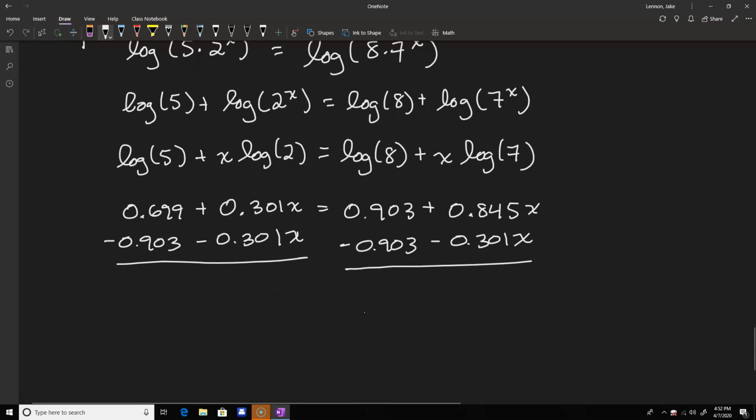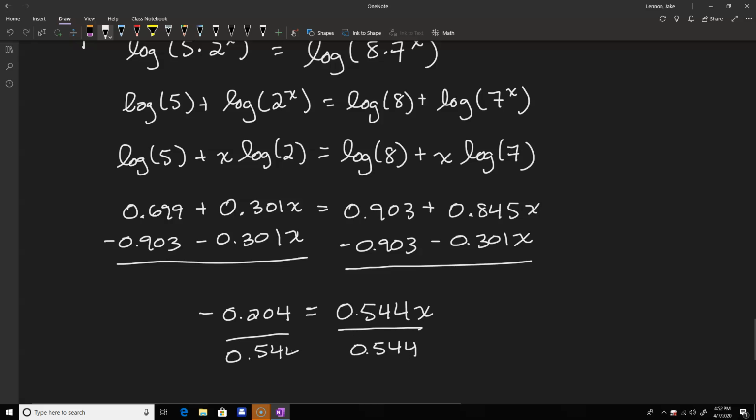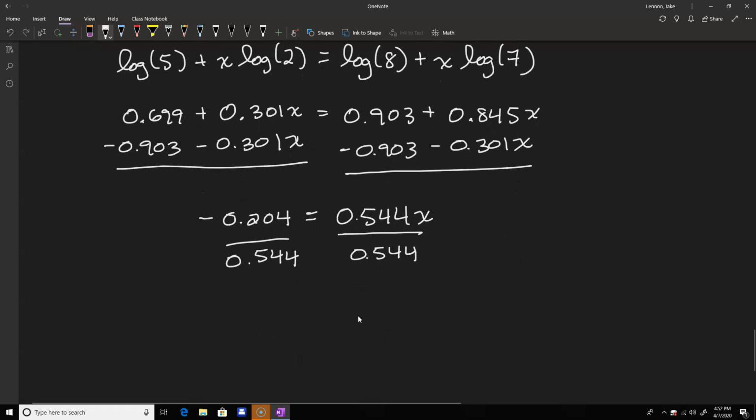So what are we left with? We're left with negative 0.204 equals 0.544x. And then we want to divide both sides by 0.544. So we have our approximate value for x. So it comes out to negative 0.375.